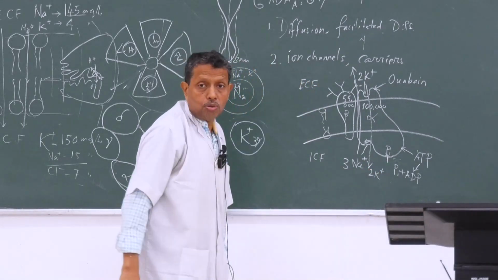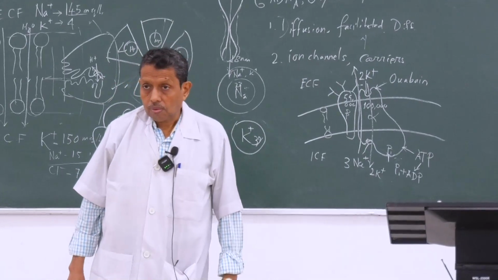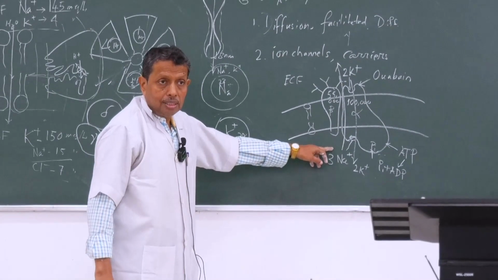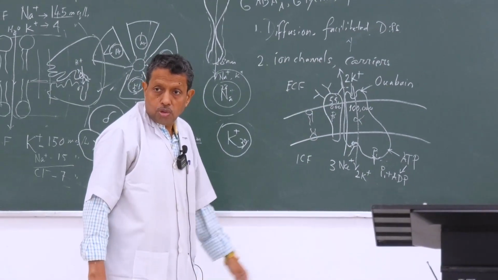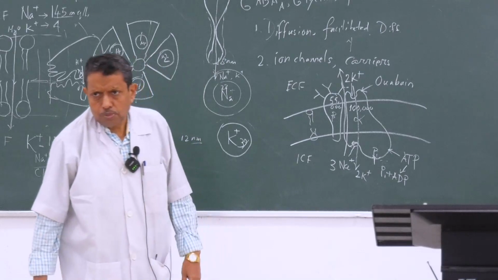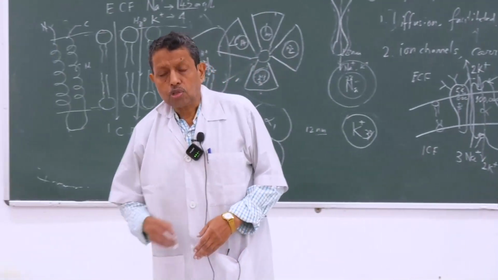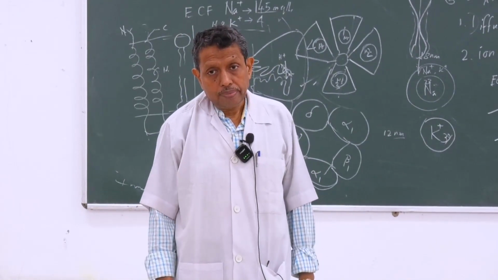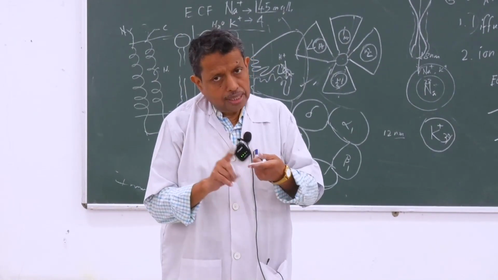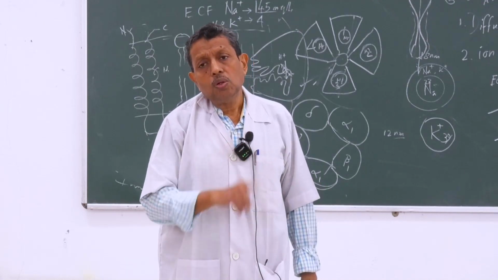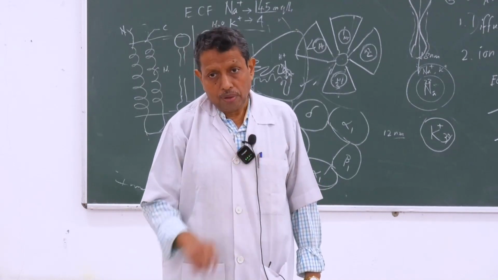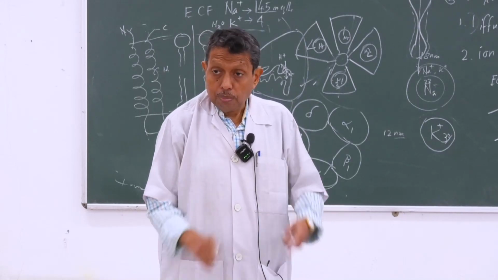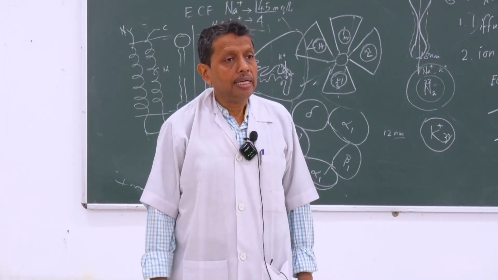So it is electrogenic also. 3:2 ratio, 3 sodium, 3 positive charges versus 2 positive charges. So there is some excess positive charge in this case. So to some extent, it is responsible for the membrane potential. Membrane potential we will discuss another day, and it is mainly due to the diffusion potential of the potassium ion. But it is maintained by the sodium potassium ATPase.